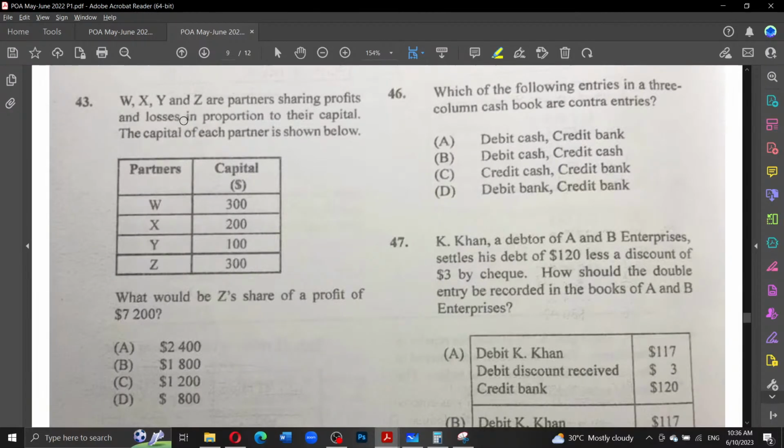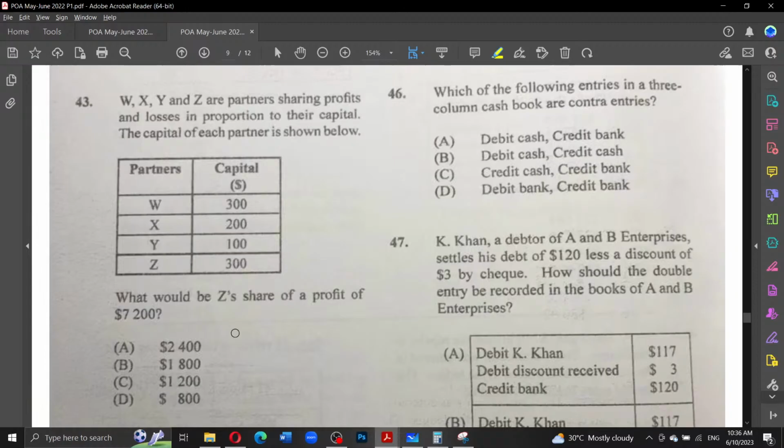Alright, X, Y, and Z are partners sharing profits and losses in proportion to their capital. The capital of each partner is shown below. So we are to establish a ratio. Since all of these items have 2 zeros, we can just say this is 3, this is 2, this is 1, this is 3. So 3 to 2 to 1 to 3.